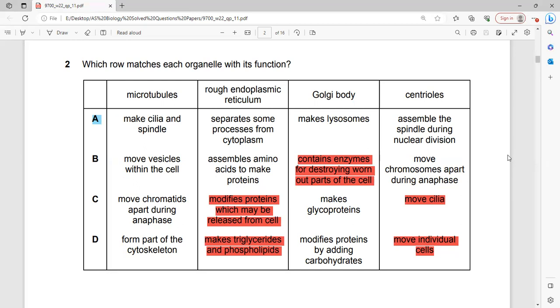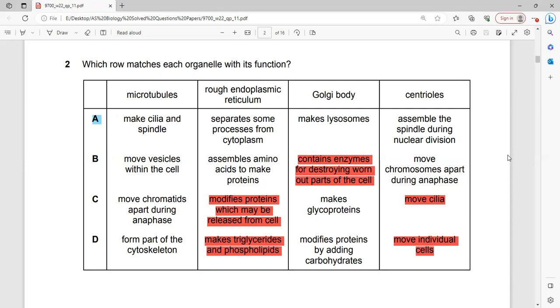While in option C, they modify the protein which is to be released from the cell. It is the function of Golgi bodies. While making triglyceride and phospholipid is the function of smooth endoplasmic reticulum, not rough endoplasmic reticulum. So here the C and D options are wrong. In the next column, we shall proceed only with A and B to save time.